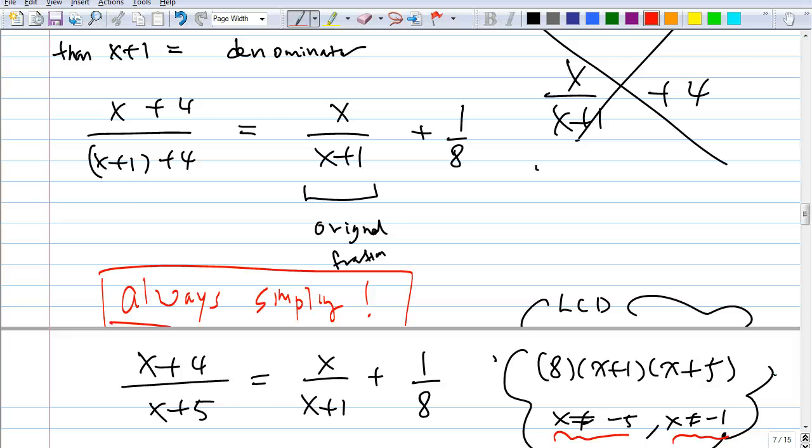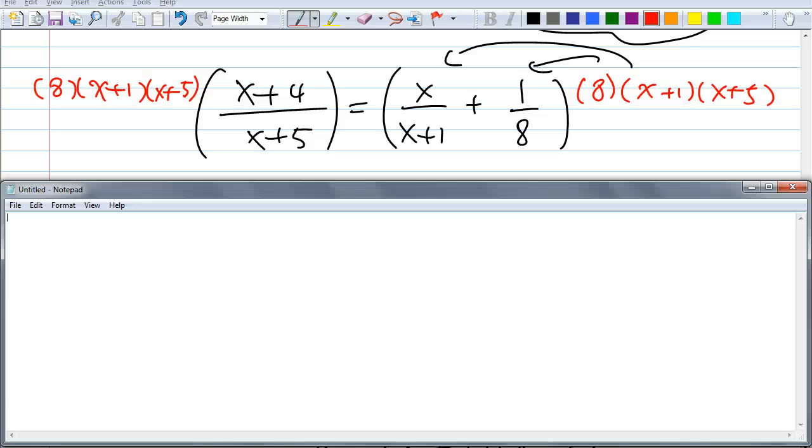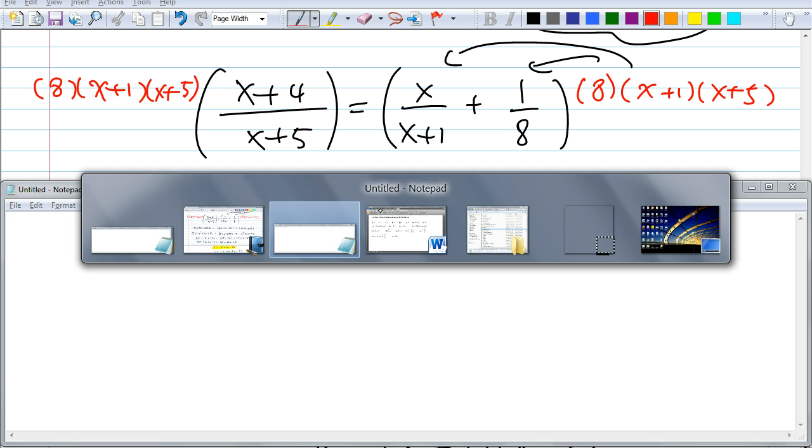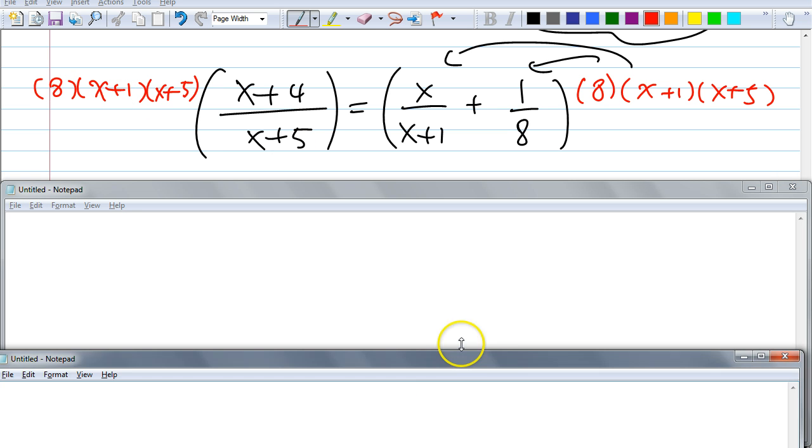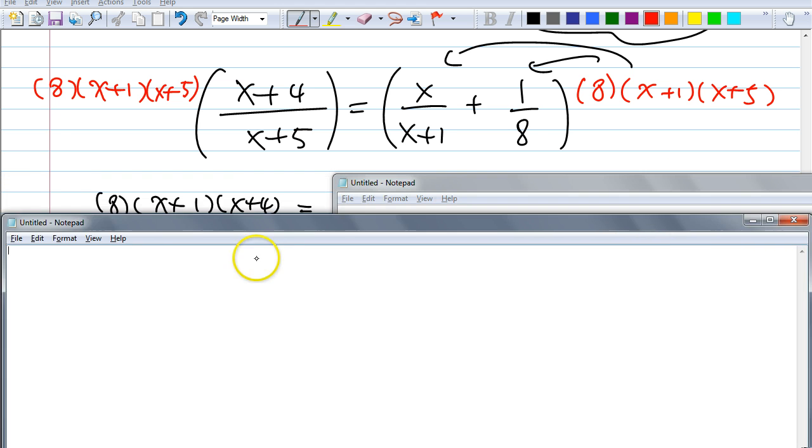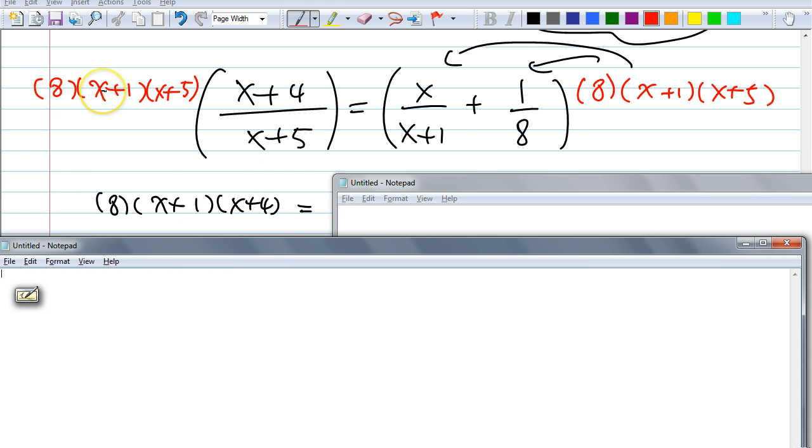Go ahead, everybody try. So here, as you can see, we're going to multiply both sides by the LCD. This time, the LCD happens to be the product of all the denominators, because you didn't have any common factors. So when you do this, on the left side, x plus 5 will cancel out with x plus 5, correct? Because those are two factors. And you end up getting 8 times x plus 1 times x plus 4 on the left side. Do you see how that works out there, guys? It just simply becomes that, right? Because x plus 5 cancels out.